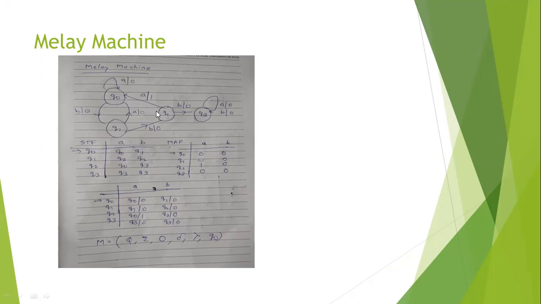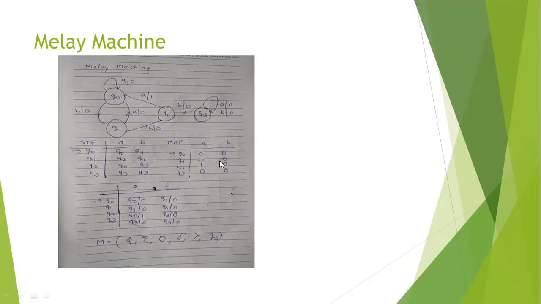Now Q1, it is traversing to state Q0 for the input A. Q1 to B, it is traversing to Q2, and Q2 to A, it is traversing to Q0. Q2 to B is traversing to Q3. So like this STF is state transition function table where it is indicating where the states are traversing.